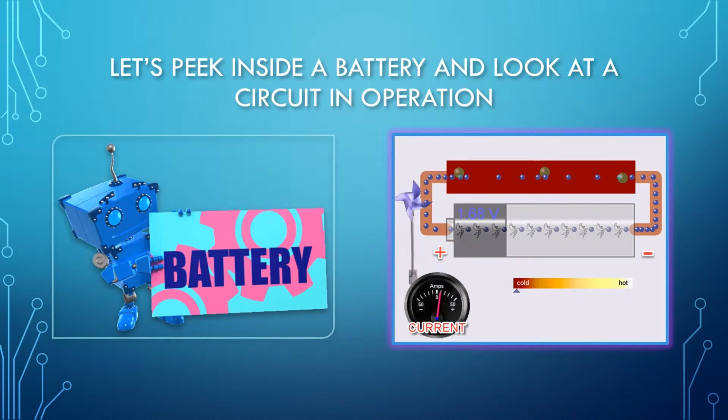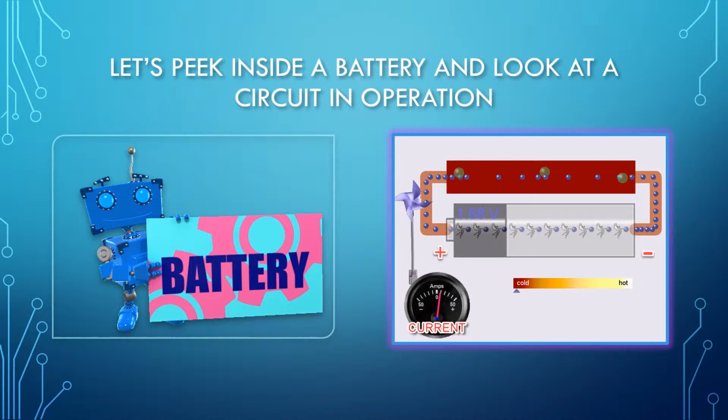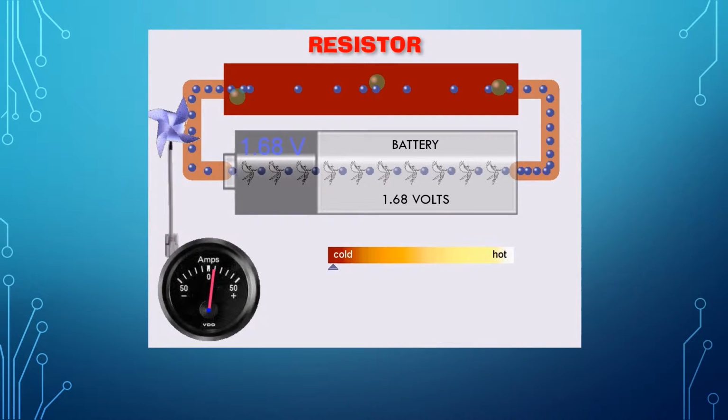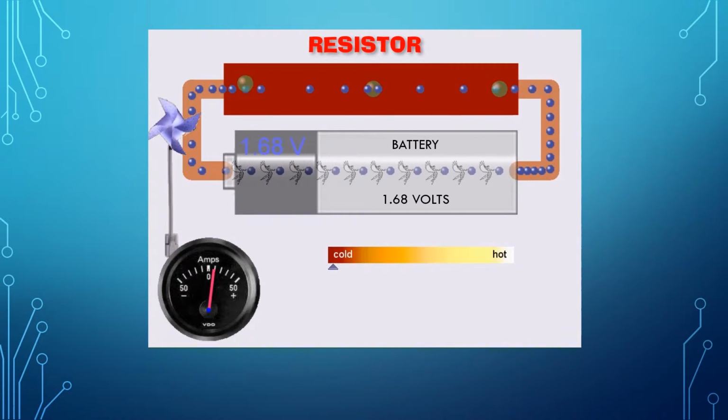Let's peek inside a battery and look at a circuit in operation. This next graphic will illustrate electrons flowing inside and outside the battery when it is connected to a load like a resistor. I'd like to first explain why this circuit looks like the current flow is the opposite of the earlier example. In this one, we're seeing the battery circuit at the basic atomic level where the atoms are actually giving up electrons. Electrons are negatively charged, so when a source gives up electrons, it's naturally attracted to the positive end and repelled by the negative end.